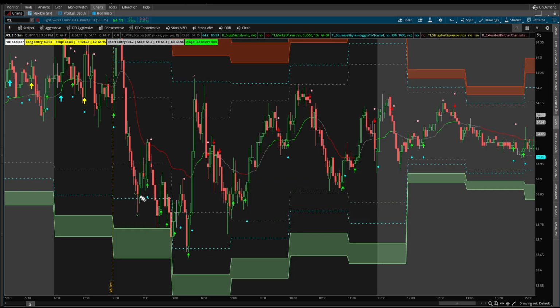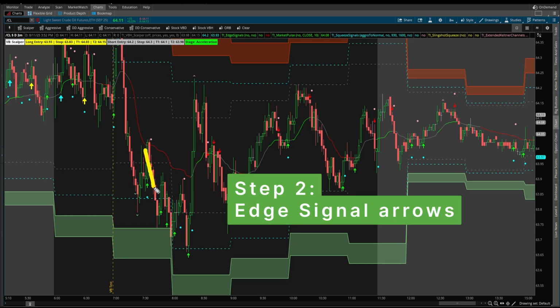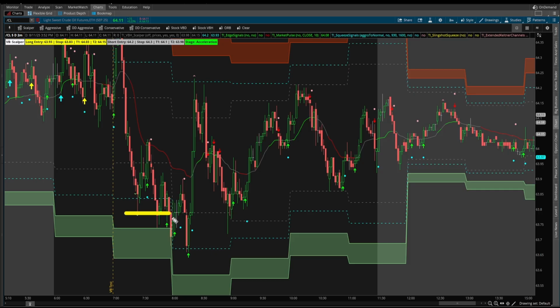It's almost like price bounces. Now that's the first time we see the edge signal arrow, and now price comes all the way back inside of our volatility box models. Now retests are not valid per our trade plan, but let's continue to observe to see what happens here. We form a lower low and we see another edge signal arrow. Then we see another edge signal arrow continue to form a new low.